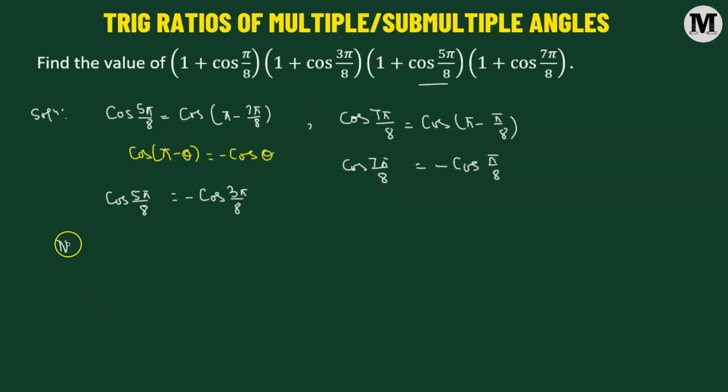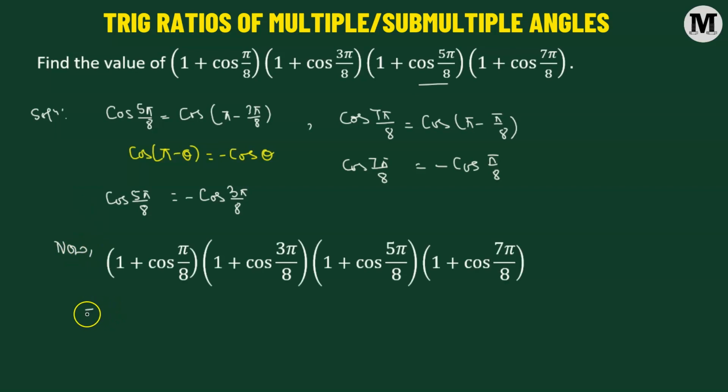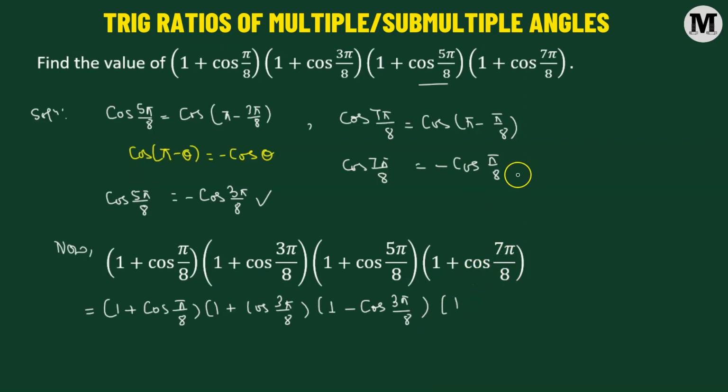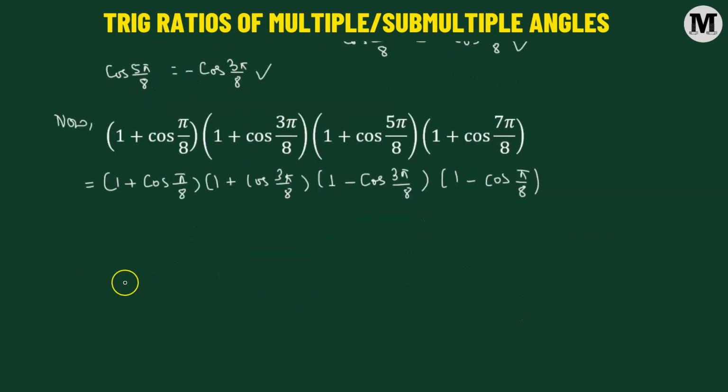So now we will start with the given expression. Here we have 1 plus cosine of pi over 8, multiplied by 1 plus cosine of 3 pi over 8. Now we have 1 plus cosine of 5 pi over 8, but we can replace cosine of 5 pi over 8 with negative cosine 3 pi over 8. So we get 1 minus cosine of 3 pi over 8, multiplied by 1 plus cosine of 7 pi over 8, but we can replace cosine 7 pi over 8 with negative cosine pi over 8. Fine. Now we have 1 plus cosine pi over 8 multiplied with 1 minus cosine pi over 8.